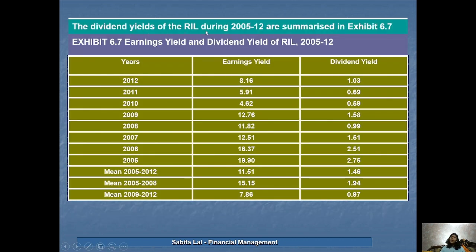Dividend yield, like of Reliance during the 7 years, given 5 to 12: how the earning yield and dividend yield of Reliance were given year wise, and how you will take the mean of like 5 to 12 or 2 to 8. So this is given, like earning yield and dividend yield. On the basis of that we are able to find this.